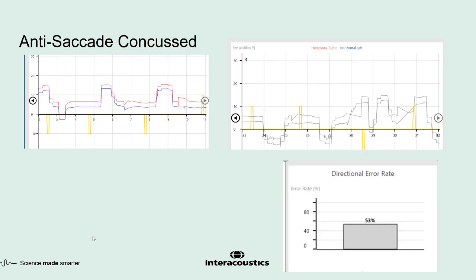So here's a patient that suffered a concussion, and you can see that they have consistently long anti-saccade latencies, but of equal significance is the 53% directional error rate. That means that over 50% of the time, they could not suppress the pro-saccade reflex to move their eyes towards the target. This is a deficit of response inhibition.